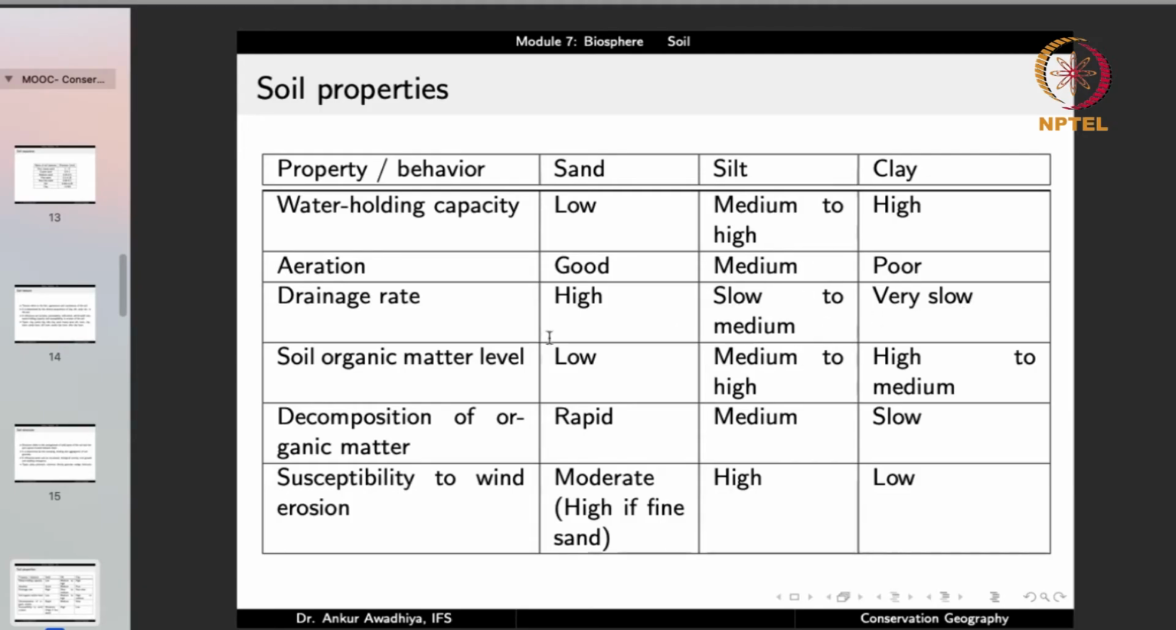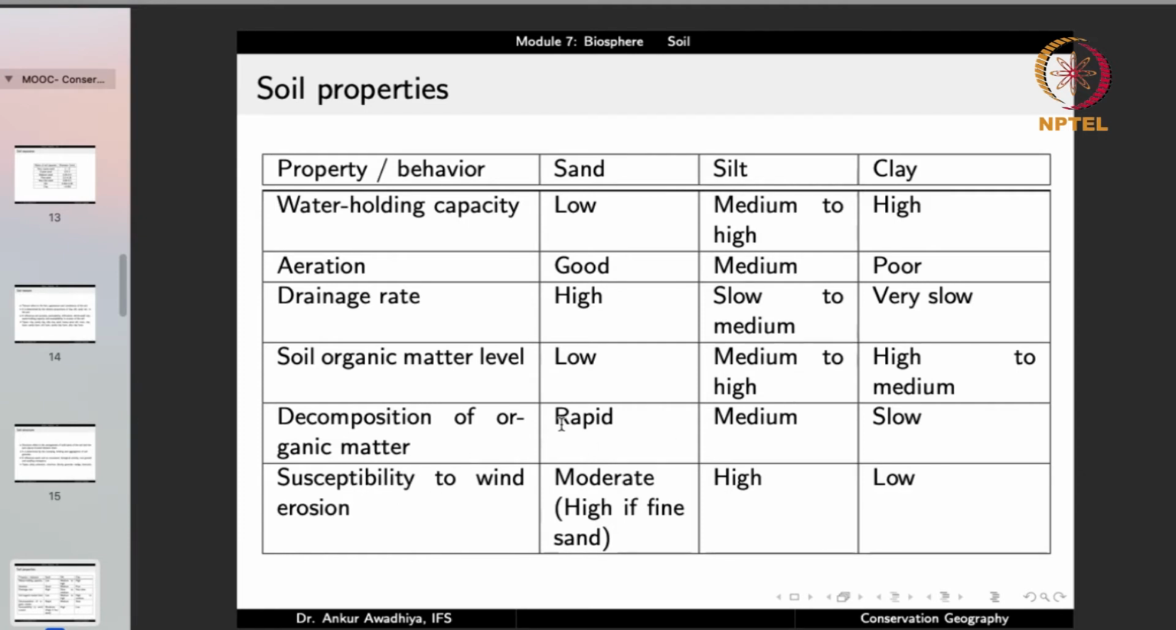Silt is in between. Soil organic matter level. Now because clay has a large amount of water, it will also have more organic matter. So soil organic matter is high to medium. In the case of sand, it is low. In the case of silt, it is medium to high. Decomposition of organic matter. In the case of sand, there is a rapid decomposition. Why? Because there is a very good amount of aeration. In the case of clay, there is a slow decomposition, because the aeration is poor and it very easily creates anaerobic conditions in which decomposition is hindered, and silt comes in between.